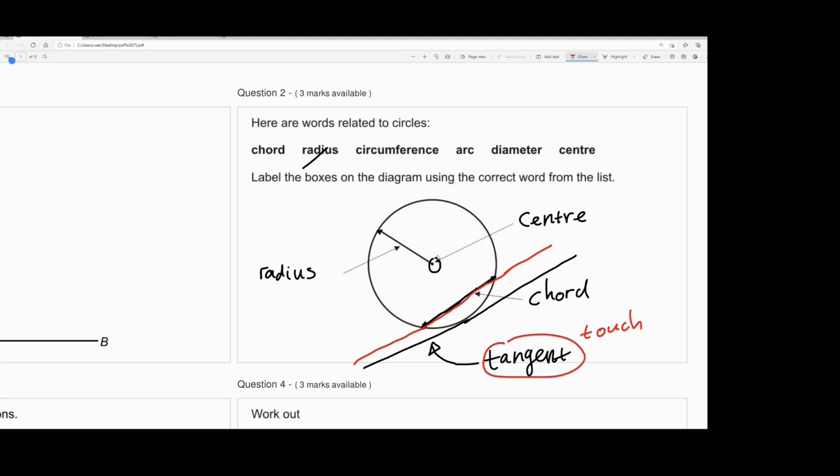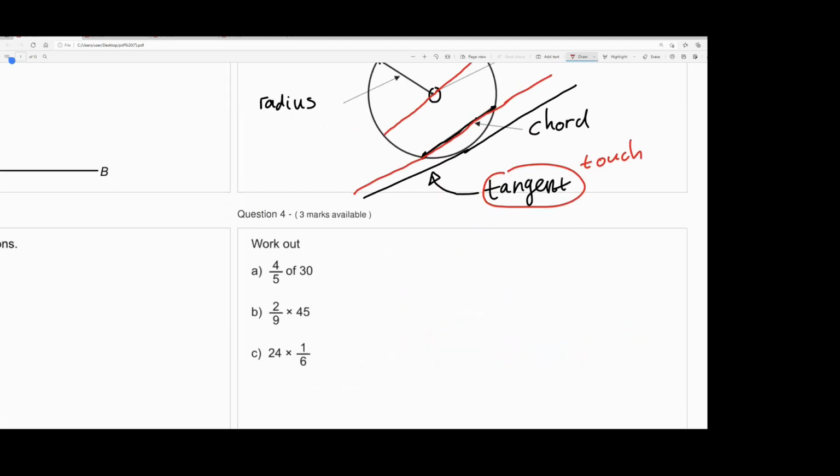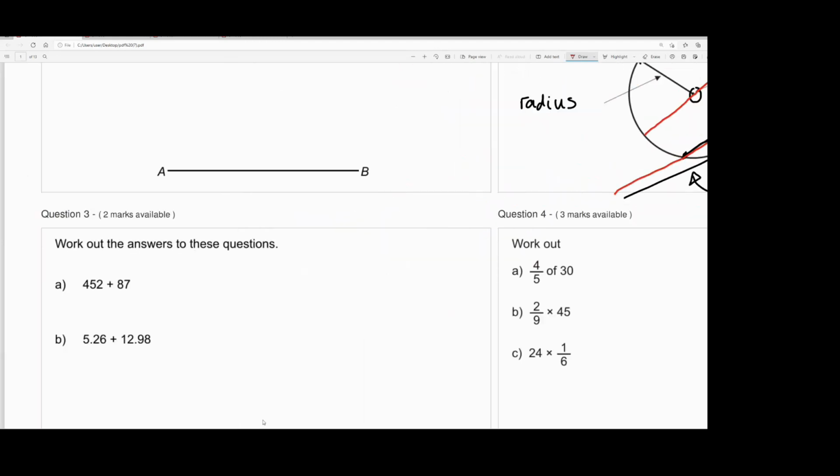Okay, and the last one is the diameter. So diameter goes from one part of the circle on the edge through the middle of the circle to the other edge, like that. So that basically is double the radius. Okay, that's just like a little introduction there. So we'll do a couple more. I've got all the answers to these. I put them on the team as well, so you can have a look at those as well.